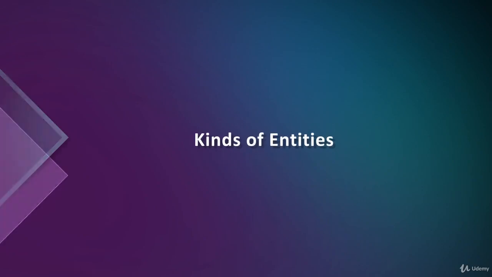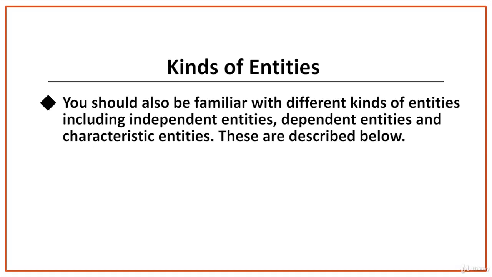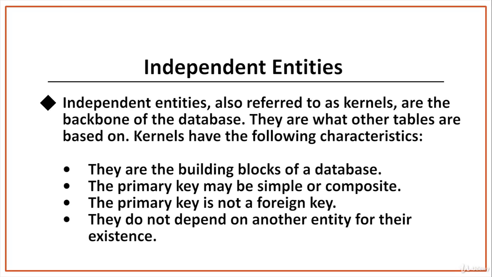Kinds of entities. You should also be familiar with different kinds of entities, including independent entities, dependent entities, and characteristic entities. These are described as follows. Independent entities, also referred to as kernels, are the backbone of the database. They are what other tables are based on.